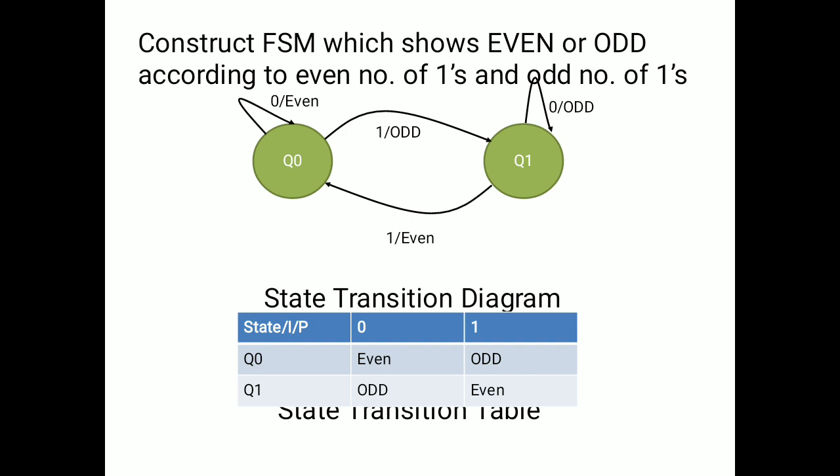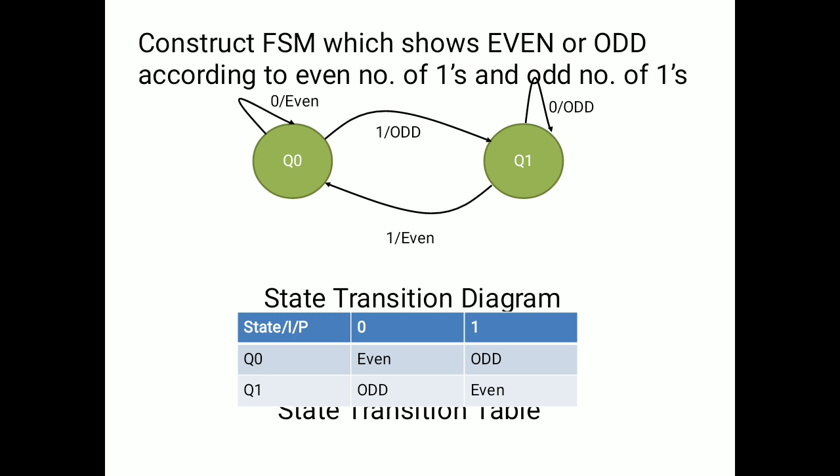For solving this problem, first of all we draw the state transition diagram, then we will draw the state transition table. Starting from the first state Q0, if 0 comes initially, the state will not change, because ultimately our target is to count the number of ones. If 0 is coming but 1 is not coming, then 1 is coming 0 times, and 0 is an even number.